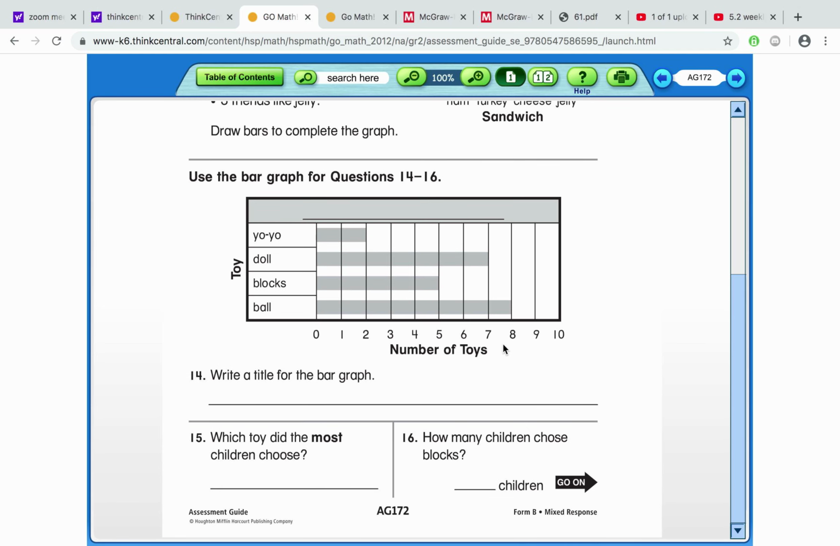So it's not, I guess I'm wrong, it's not surveying kids. It's probably looking in a toy box and seeing how many toys are in there. So number of toys, you could even just title it toys or playing with toys. Which toy did the most children choose? Most tells you the biggest amount. How many children chose blocks? Pretty straightforward question right there.